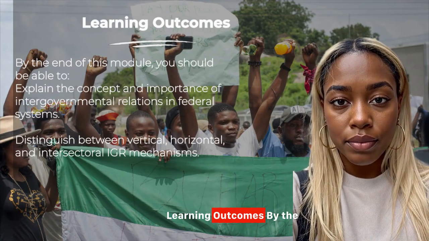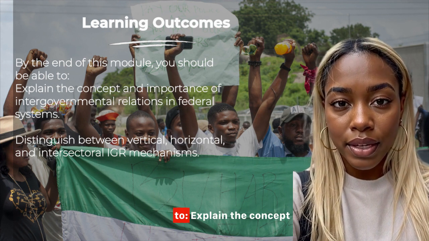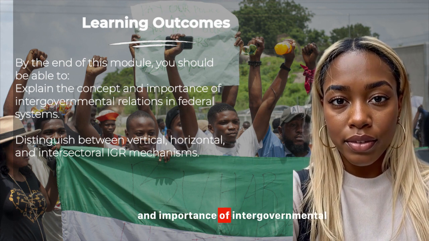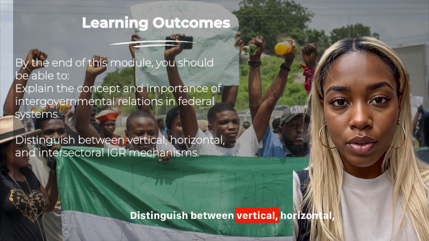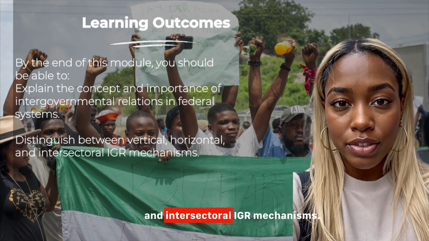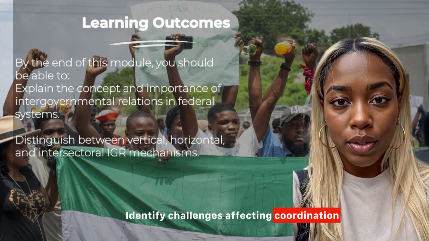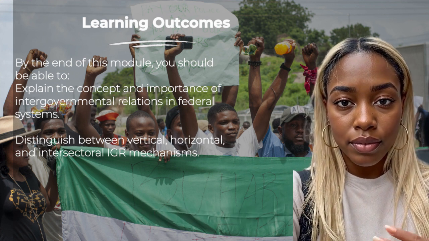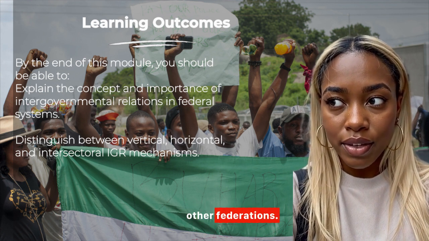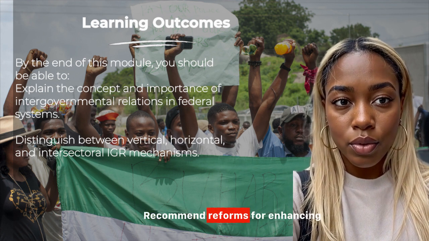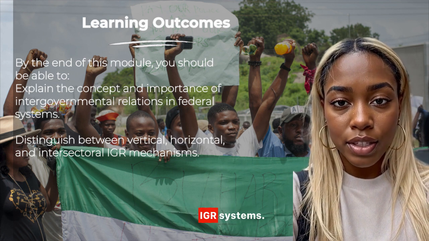Learning outcomes. By the end of this module, you should be able to explain the concept and importance of intergovernmental relations in federal systems, distinguish between vertical, horizontal, and intersectoral IGR mechanisms, identify challenges affecting coordination between levels of government, analyze institutional mechanisms of IGR in Nigeria and other federations, and recommend reforms for enhancing effective, participatory, and accountable IGR systems.